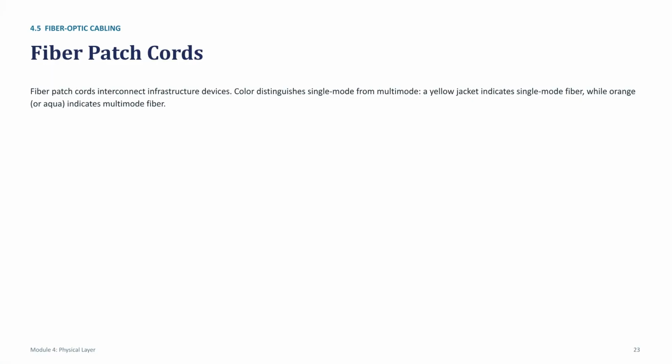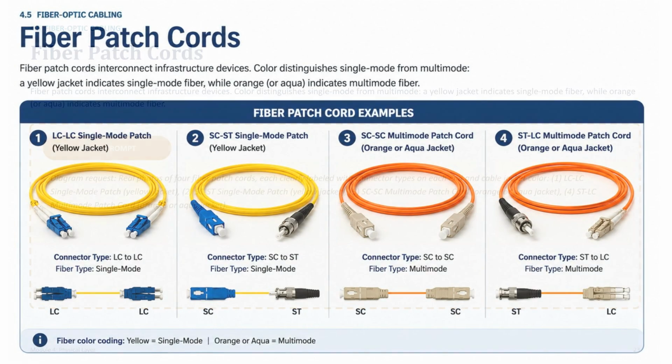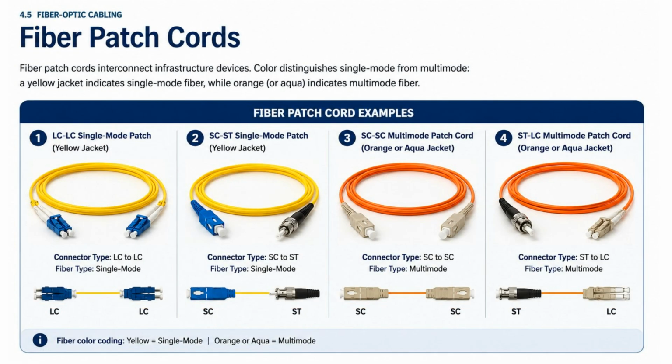Fiber patch cords use color coding to indicate mode at a glance. Yellow jacket means single mode, orange or aqua means multi-mode. 4 example patch cords are shown on screen with their connector combinations. This color convention is worth memorizing, since it's an instant visual check in a server room or wiring closet.